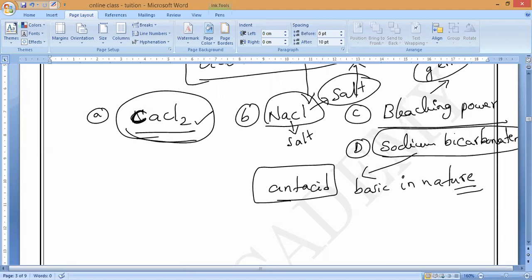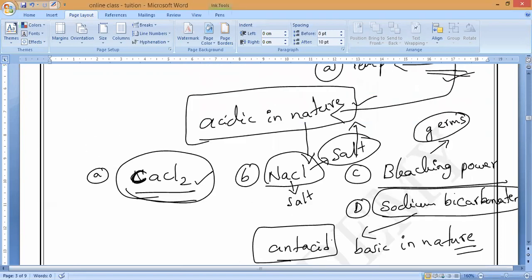Suppose if there is no calcium chloride, I will give you one more option. Washing soda, common salt, baking soda, bleaching powder. Like that, 4 options given. Same question: which one of the following might have been added in water? Now, which is the option? Bleaching powder. That is what you have to remember.